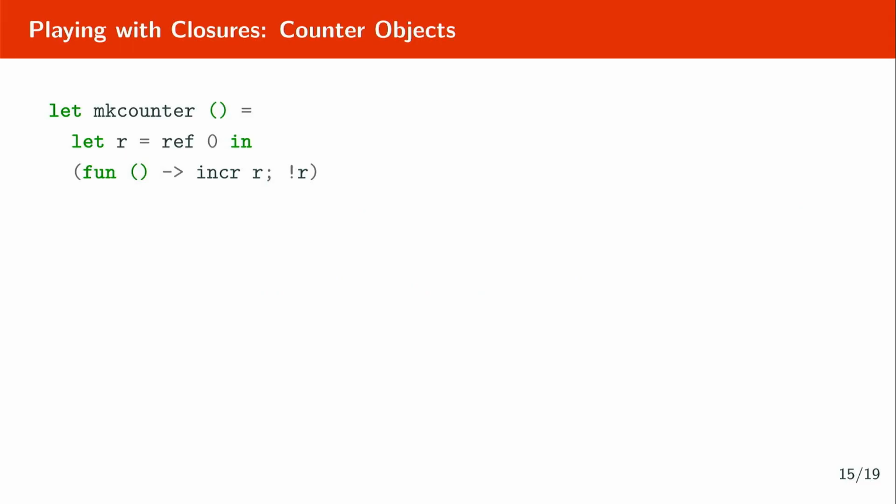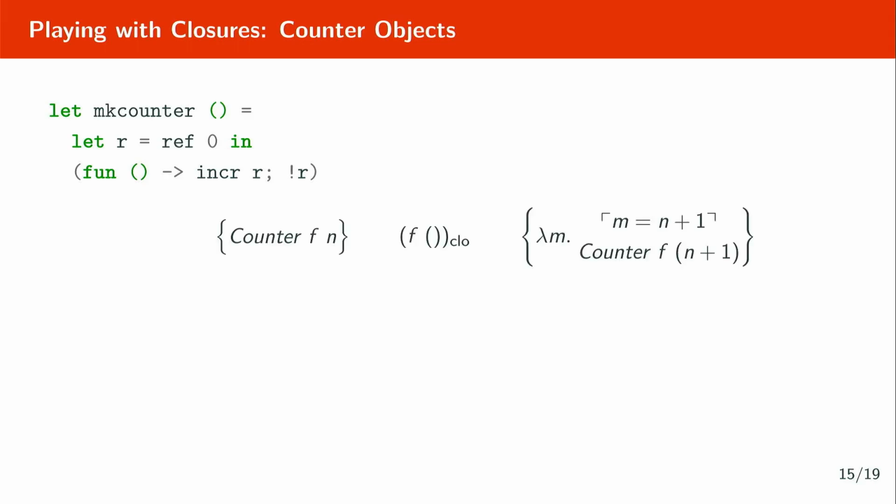This is a simple closure that is a counter. mk-counter is a function that allocates a reference r, pointing to 0, and then allocates a closure that will increment r and get the current value of r. We can simply specify this closure using a counter predicate. This counter predicate is parameterized by f, the location of the closure, and n, the current value of the counter. Then doing a closure call on f will increment the value of the counter and return the current value.